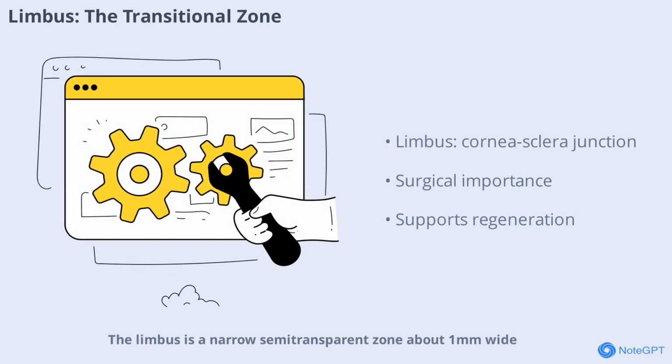The limbus is a narrow, semi-transparent zone about 1 millimeter wide, marking the transition between the cornea and the sclera. It contains important anatomical landmarks, including the termination of Bowman's and Descemet's membranes. The limbus is significant in surgery, as incisions here are safest for intraocular procedures. Its unique structure supports the health and regeneration of both the cornea and conjunctiva.